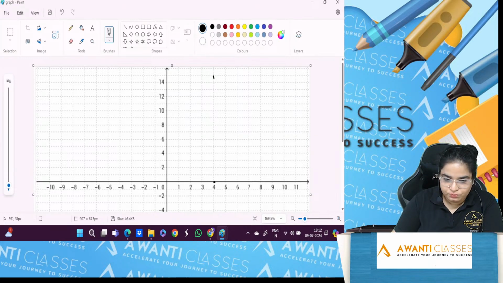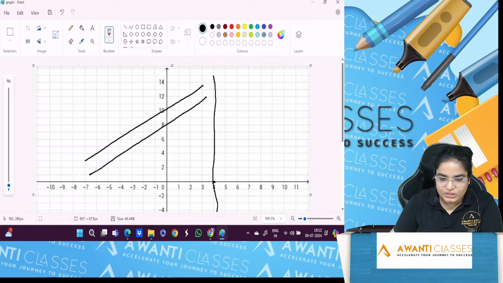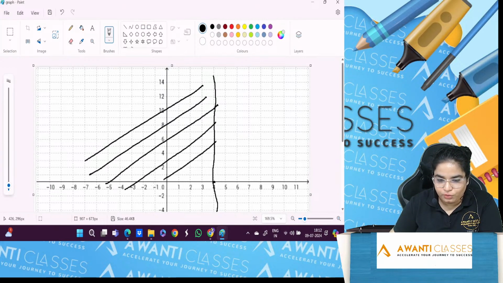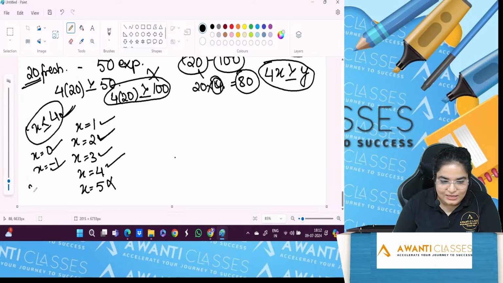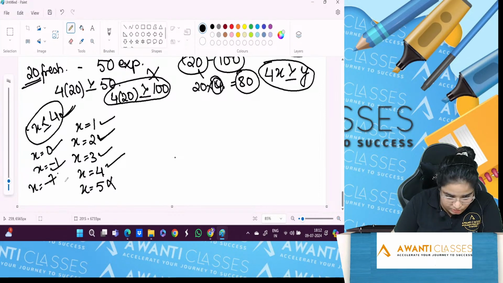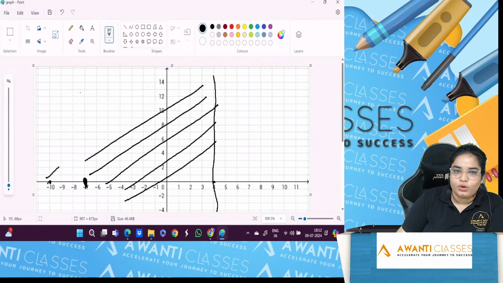So, if that is the line, any of this will work. Okay. Let's take this point. Minus 7 is x. If I say x is equal to minus 7, is it less than 4? Yes, it will work. If I say minus 10, will it work? Yes, it will work. Anything will work.